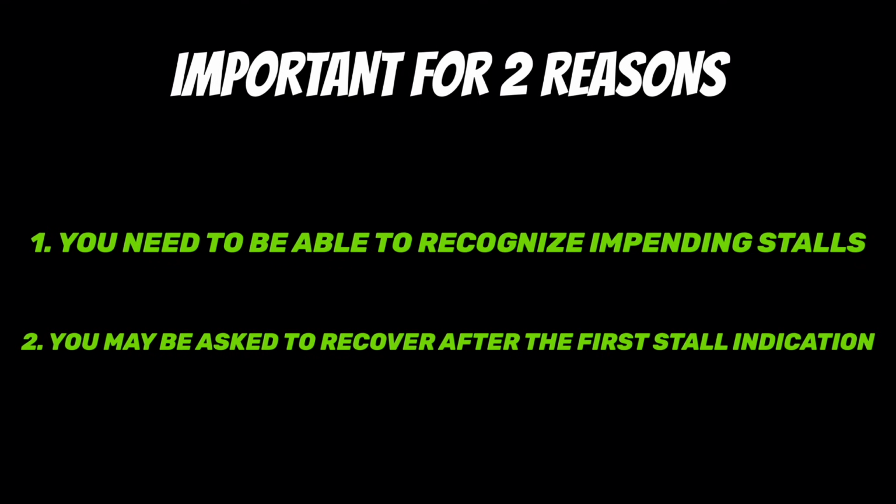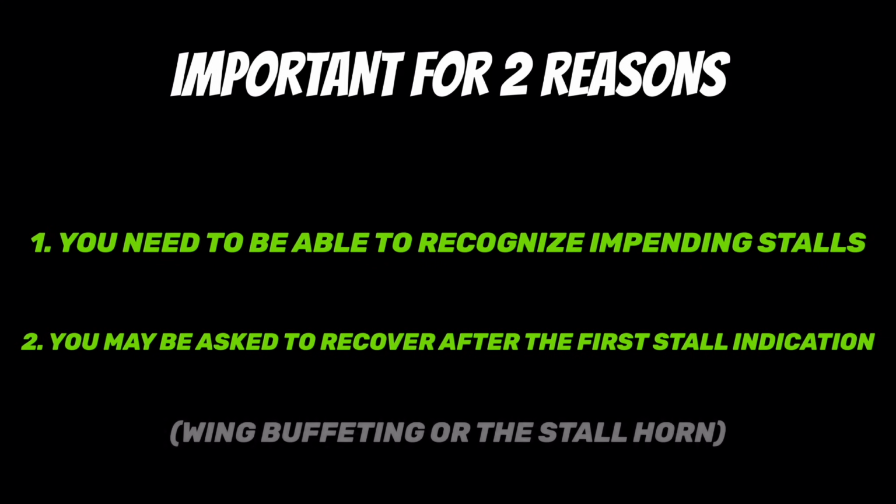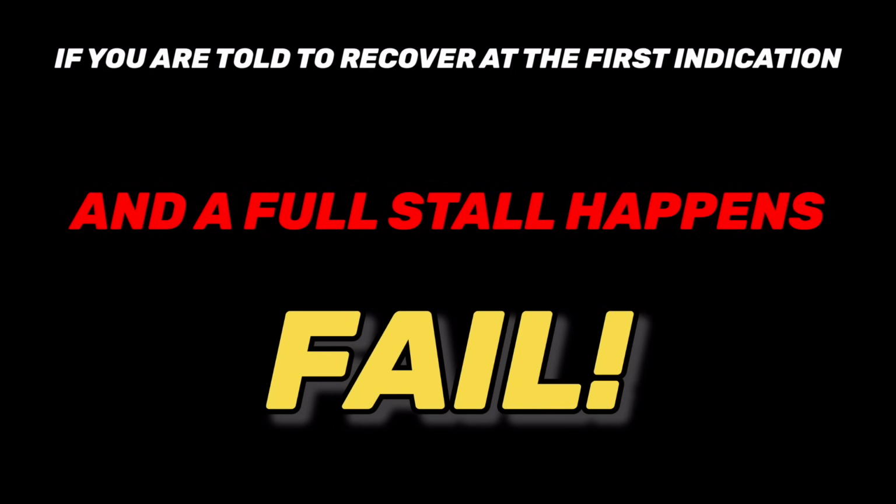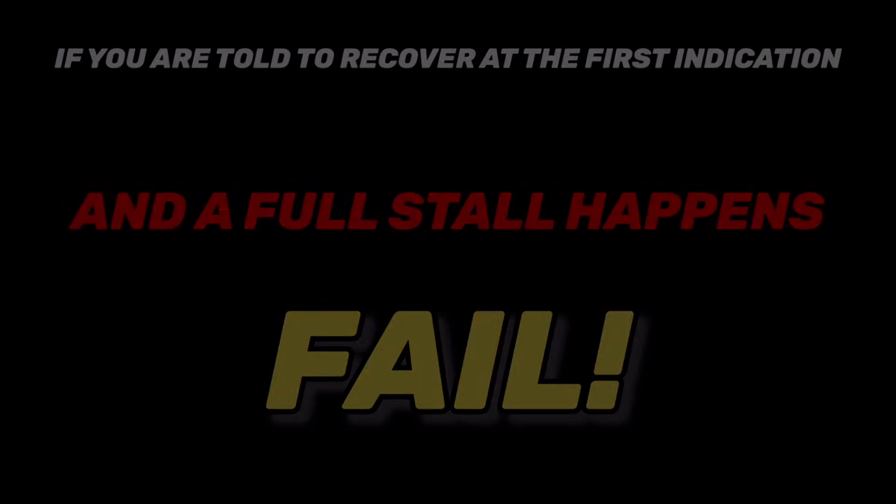Second, you may be asked to recover the airplane after the first indication of a stall. In almost all situations, the first indication of a stall is going to be either wing buffeting or the stall horn on your airplane, or the stall light for my Cherokee fans out there. If you're told to recover at the first indication of a stall, and you let the airplane get into a full stall, technically the examiner could fail you. So start learning to recognize and call out wing buffeting and the horn.